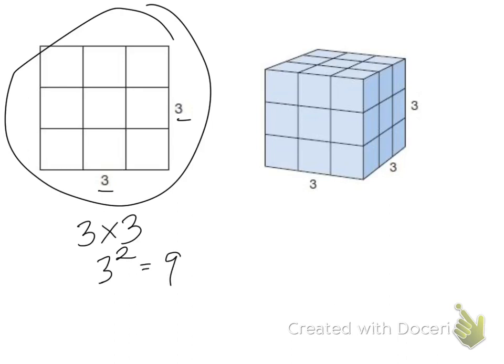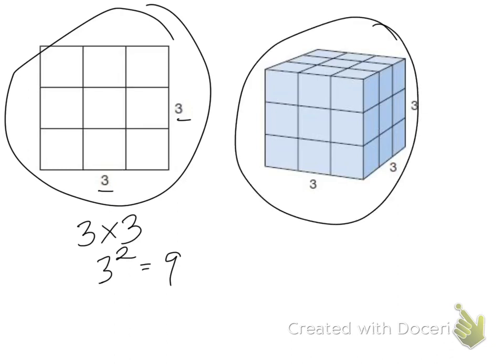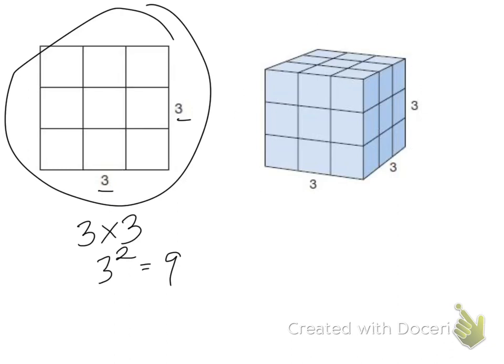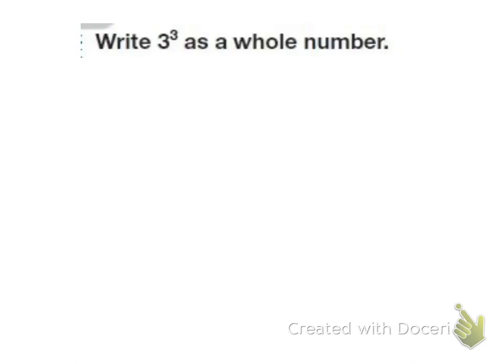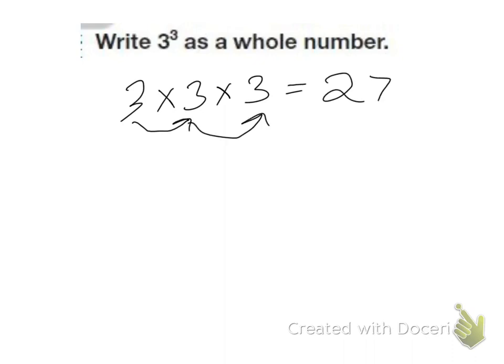Now 3 cubed references a cube, which has to do with volume, because each edge of a cube is 3 units long. So this would be 3 cubed, or 3 times 3 times 3, which is the same as 27 units. So there'd be 27 blocks in here that I could count. So this says write 3 cubed as a whole number. We multiply 3 3's together: 3 times 3 times 3. Well, 3 times 3 is 9, times 3 is 27. So my answer would be 27.